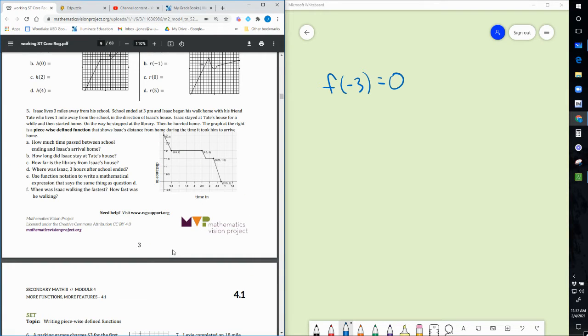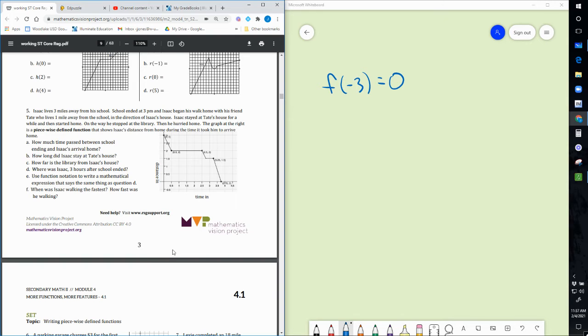All right, question 5 now gives you a scenario. It says Isaac lives 3 miles away from his school. School ended at 3 p.m. and Isaac began his walk home with his friend Tate, who lives 1 mile away from the school, in the direction of Isaac's house. Isaac stayed at Tate's house for a while and then started home. On the way, he stopped at the library, then he hurried home. The graph at the right is a piecewise defined function that shows Isaac's distance from home during the time it took to arrive home. Okay, so now there's a whole bunch of questions.